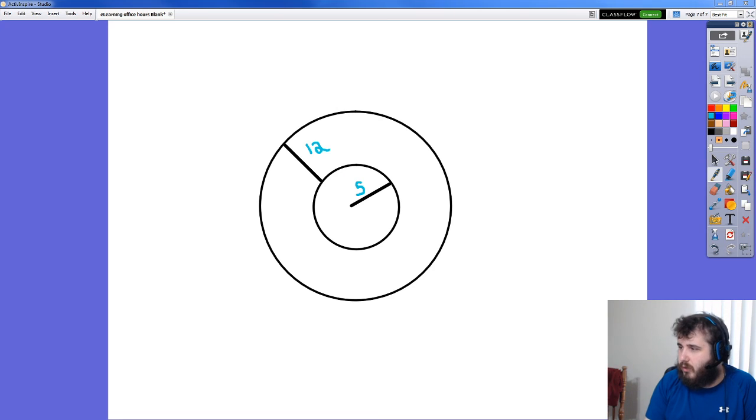How much farther does the outer rail travel? How much farther do I run along this track than if I run around this track? Well, let's figure that out. So the small one, very easy, exact same thing as what we did before.